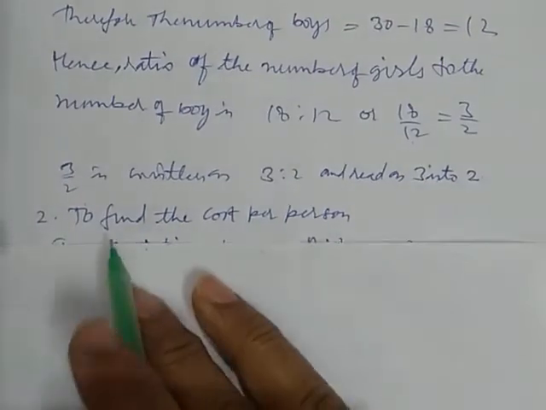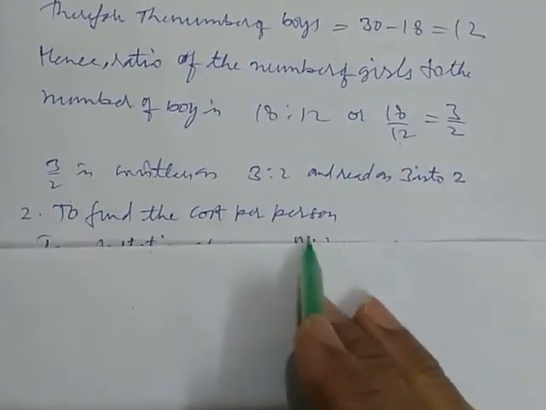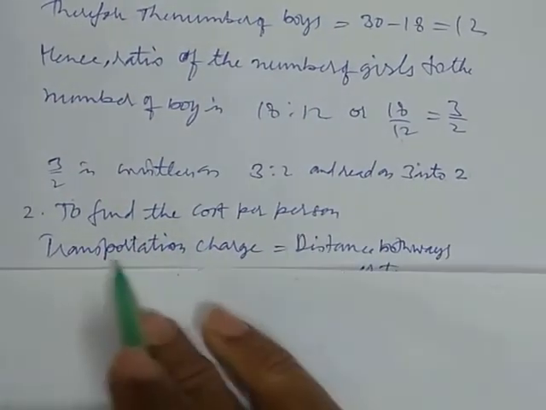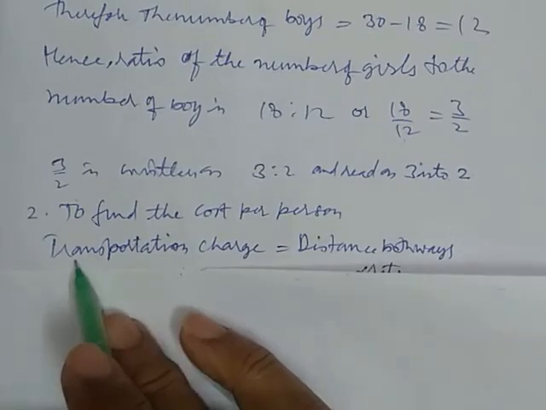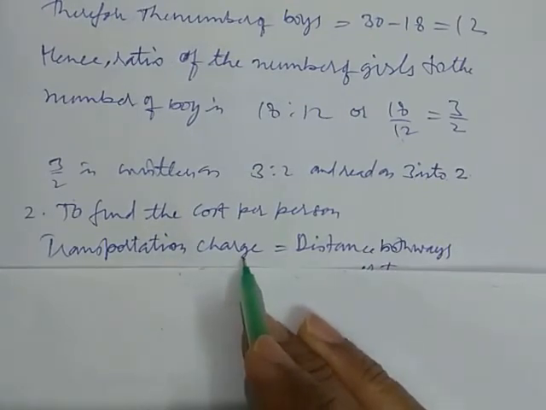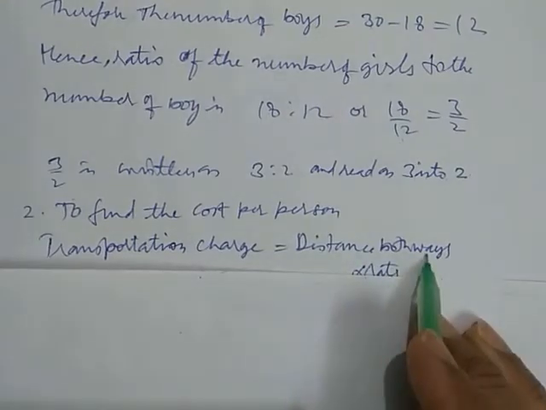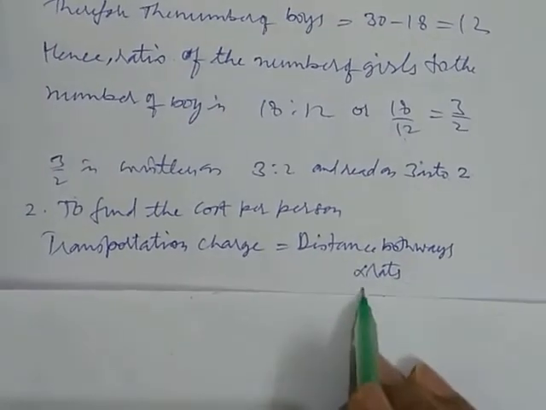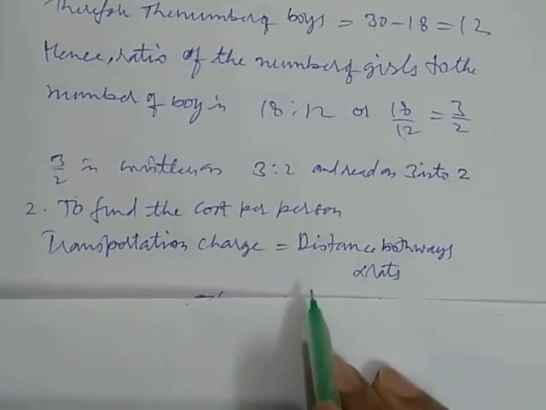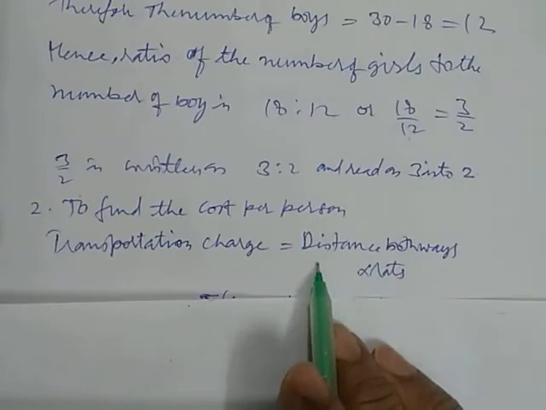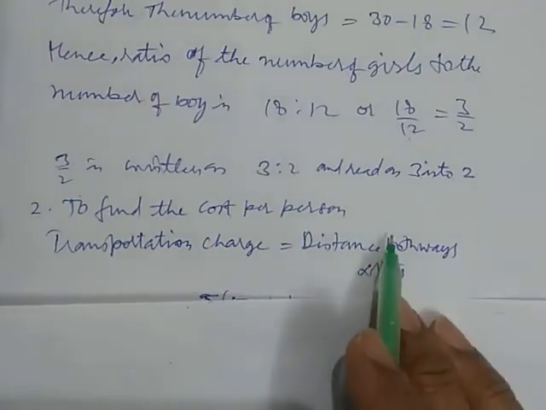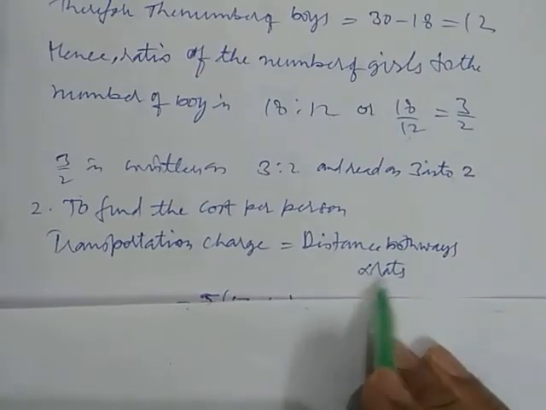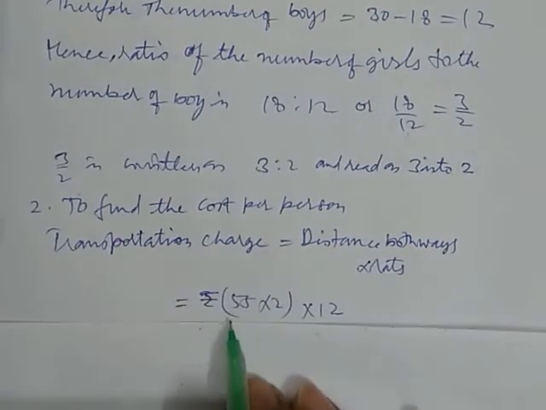Now the next task is to find the cost per person. How did we find the cost per person? First we found the transportation charge. The distance is both ways: first we go, then we return. So the distance is twice, and by multiplying by the rate we get the transportation charge.